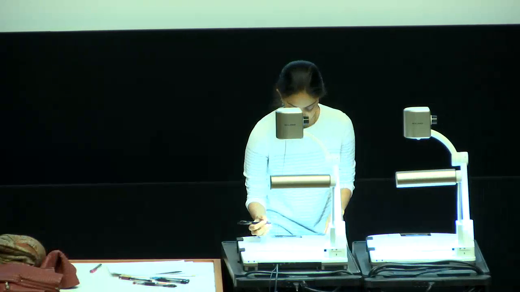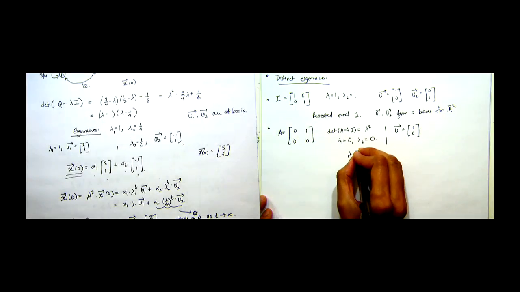What if I consider this V1? What does A times V1 give me? A times V1 gives me 0, which is equal to 0 times V1, right? So V1 is an eigenvector corresponding to eigenvalue 0.